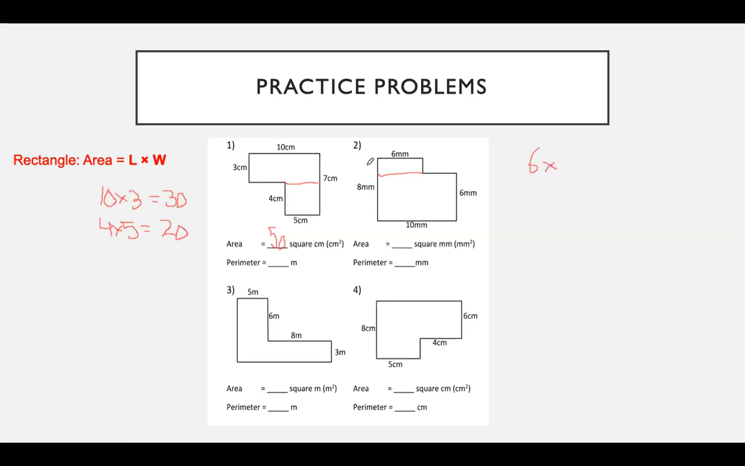and then to find the area of this side, we know this whole side is 8 millimeters, right? And then this side, we know is 6 millimeters. Now to find this area, we can just do 8 minus 6, and this should give us a value of 2. So we do 6 times 2 equals 12.